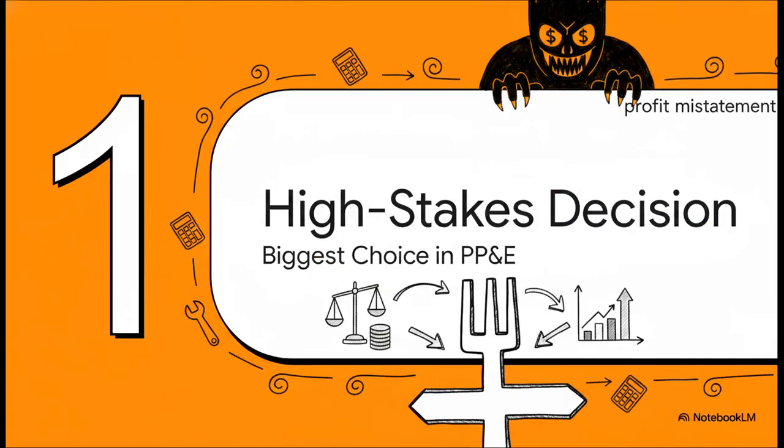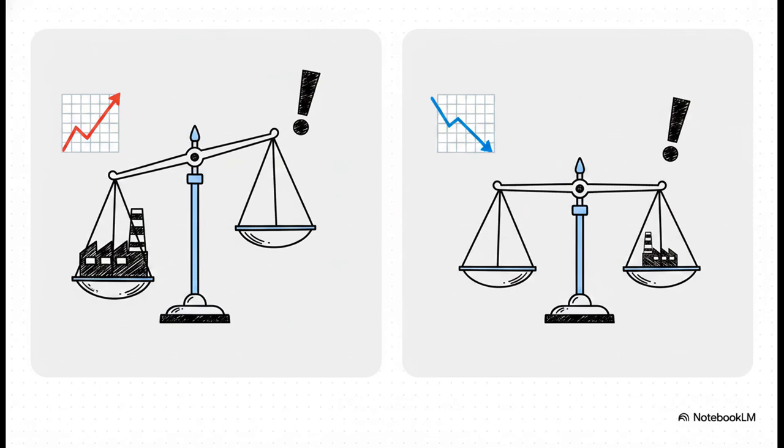So let's dive into Section 1, the high-stakes decision. This is honestly the biggest choice you'll make in PP&E accounting. As accounting professionals, your whole journey is about correctly navigating the rules to dodge the ultimate villain, profit misstatement. Every expenditure is essentially a fork in the road, and the path you choose fundamentally alters both the balance sheet and the income statement.